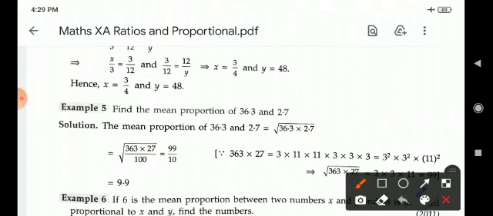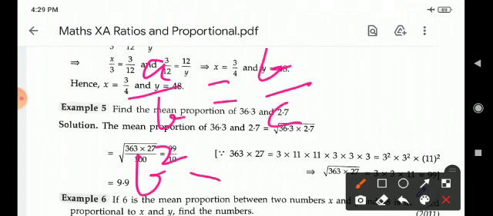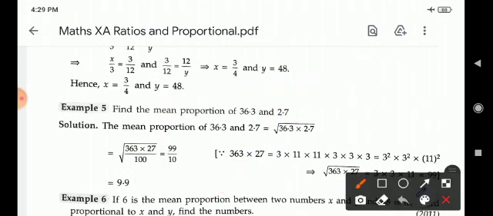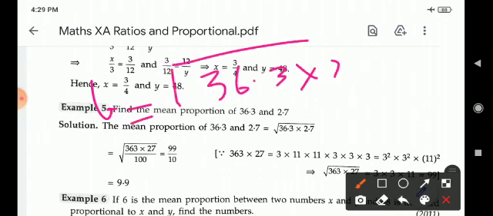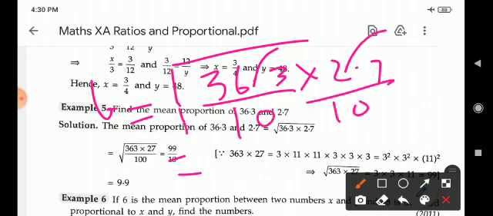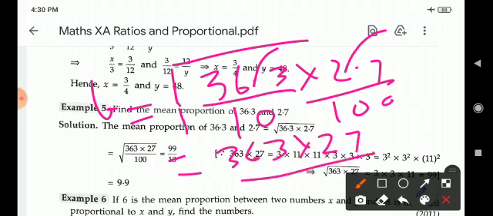Find the mean proportional of 36.3 and 2.7. We know that the formula of mean proportional is a upon b, b upon c, that is b square equal to ac. Okay children, therefore the answer will be b equal to under root 36.3 into 2.7. That is, removing the decimal, 363 into 27 upon 100, under root.